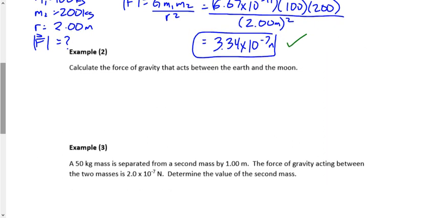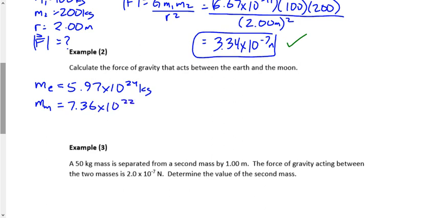Example 2 says, find the force of gravity that acts between the Earth and the Moon. Now, it looks like we're missing some data here. If we check our data sheet, though, we're going to find that the mass of the Earth is 5.97 times 10 to the 24 kilograms. Look at the back of your data sheet and you'll find that number. Same place, you'll find the mass of the Moon. It's going to be 7.36 times 10 to the 22 kilograms, about 100 times lighter than the mass of the Earth. Now, you're also given a distance between the Earth and the Moon on the back of your data sheet. It says the average Earth-Moon distance is 3.85 times 10 to the 8 meters.